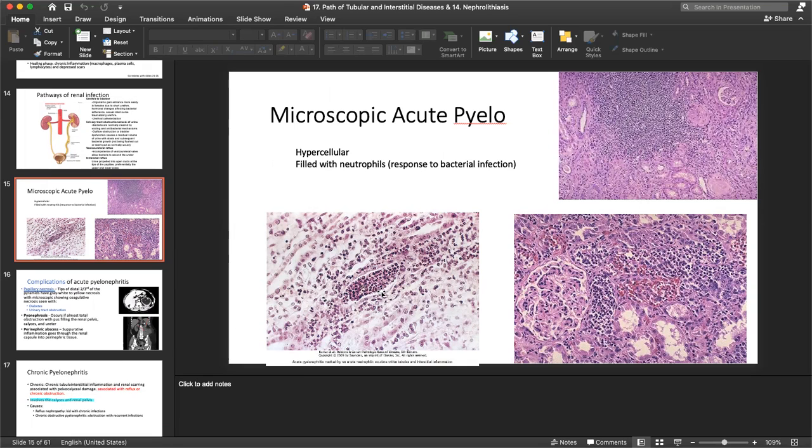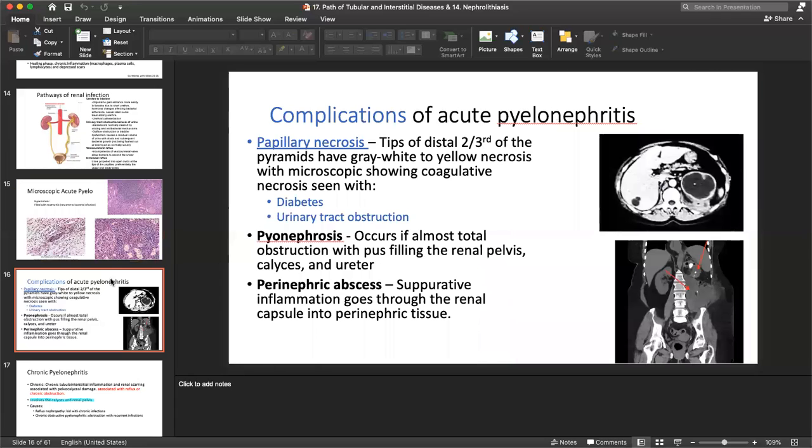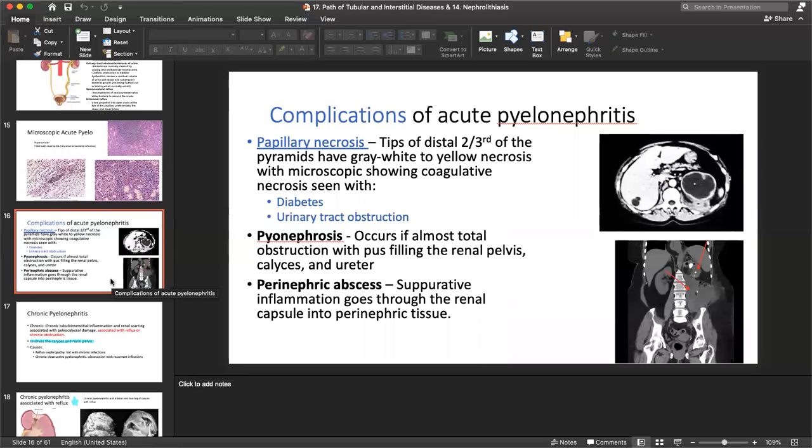So look at those neutrophils, remember, that are like right here, that dark nucleus. Okay, complications: papillary necrosis. So the tips of the distal 2/3 of the pyramids are going to have that gray, white, yellow necrosis. With that, it's coagulative necrosis, usually due to a urinary tract obstruction or diabetes.